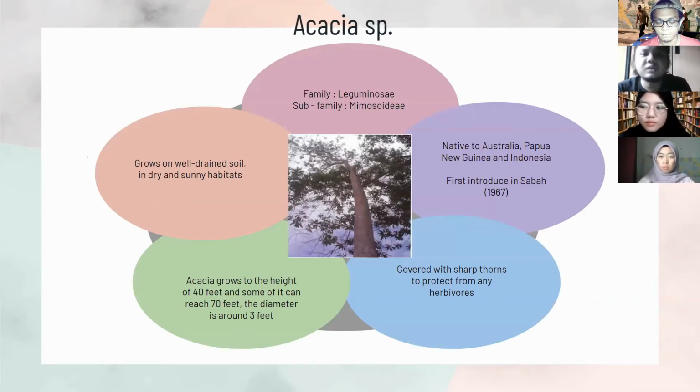Okay, so let me give a little bit of characteristics about the species that we chose, which is acacia species. Acacia species is from the family Leguminosae and subfamily Mimosoideae. Acacia species are also native to Australia, Papua New Guinea, and also Indonesia. And in Malaysia, acacia species was first introduced in Sabah in the year 1967.